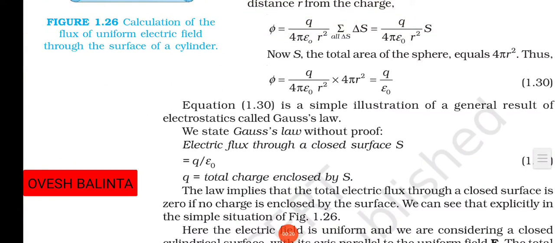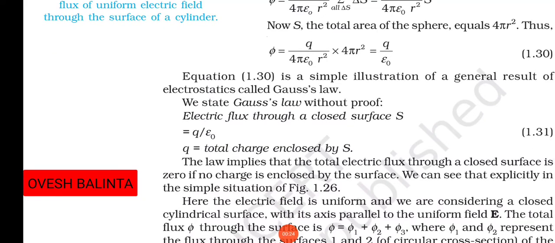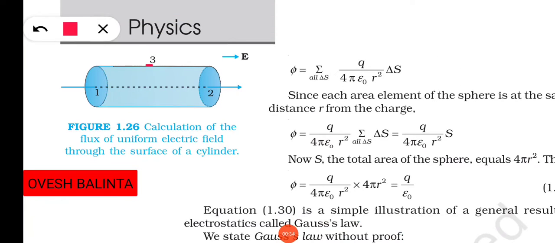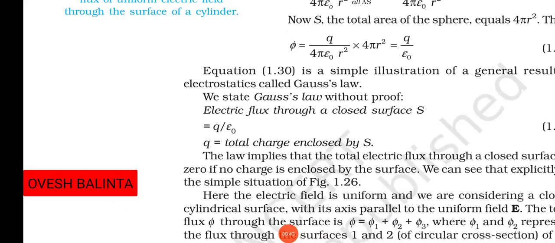The electric flux through a closed surface S is equal to what? Q upon epsilon 0. And what is Q? Q is equal to the total charge enclosed by the surface S. So phi is equal to Q upon epsilon 0, which is the electric flux through the closed surface, depending on how much charge is enclosed by the surface.